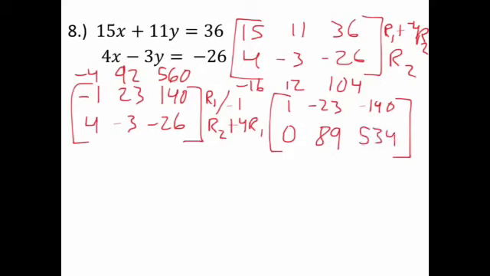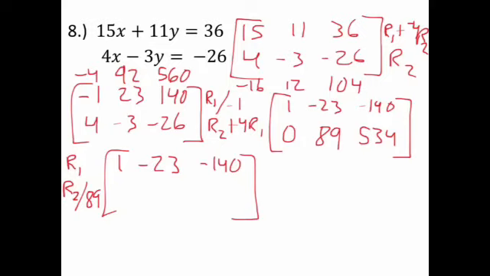534. Okay, so what I'm going to do now is take row 1 and let it be that for a second. I'm going to take row 2 and divide by 89. I'm kind of tired of those really big numbers. I'm hoping it turns out okay. If it doesn't, then that'd be a shame. Well, let me see. Awesome, it does turn out. So this one comes out to be 6.